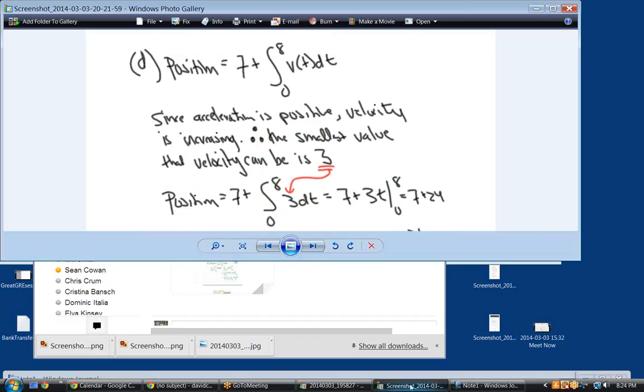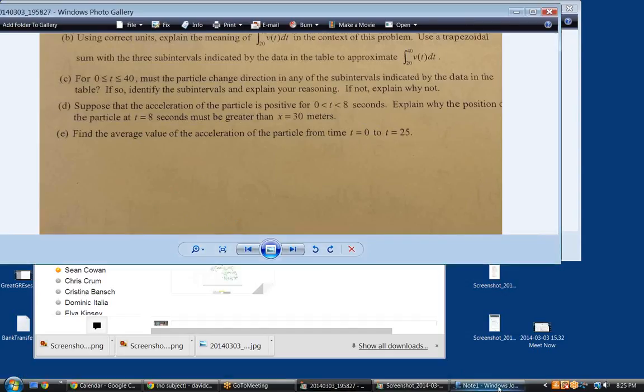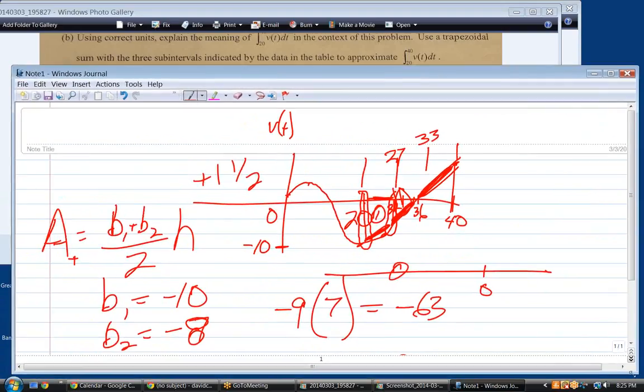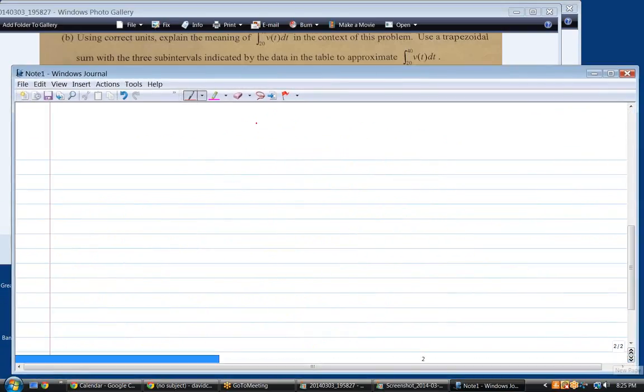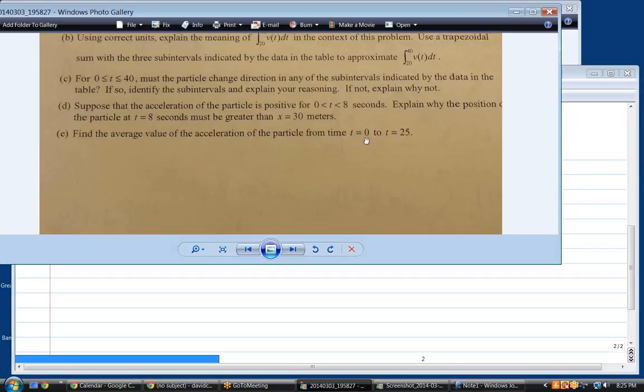All right. Let's look at the last part of this. Find the average value of the acceleration of the particle from t equals 0 to t equals 25. Well, what's the formula for average value? We're going to take the integral, all divided by 1 over b minus a, which in this case is 25 minus 0. It was from 0 to 25, right? Yeah.